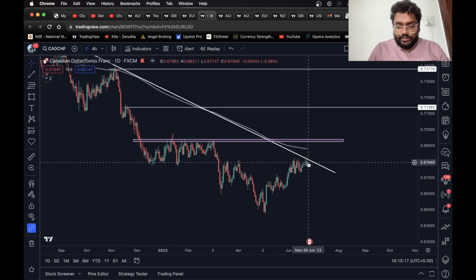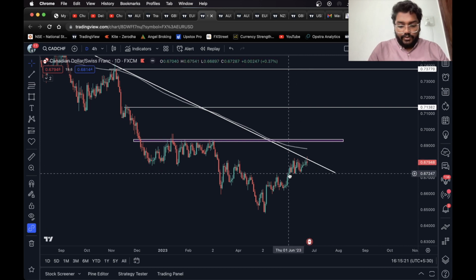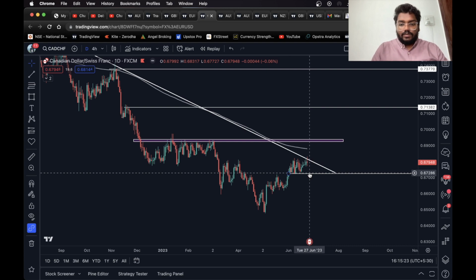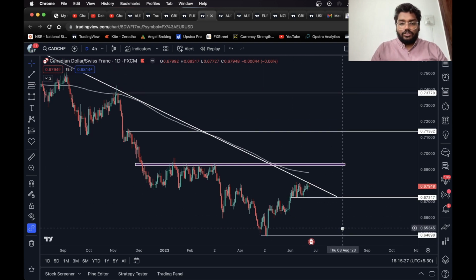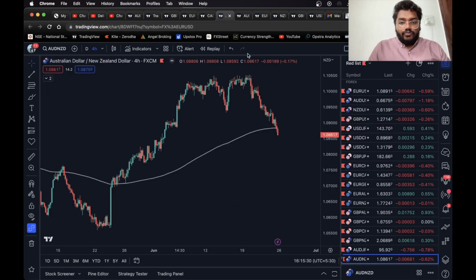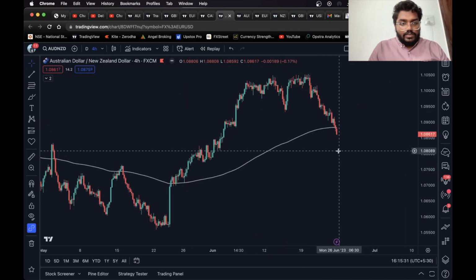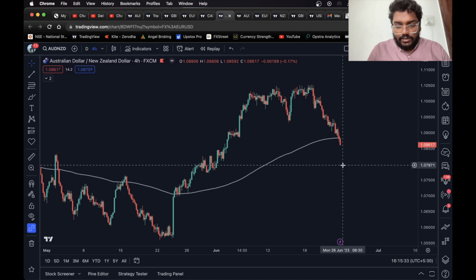Okay, if the stock gives a bearish sign from here, you can just wait for it to break this level. Once it sustains below this level, a short entry can be taken and you can consider this level as your short target. Moving on to the next one, you can see this is Australian dollars and New Zealand dollars.